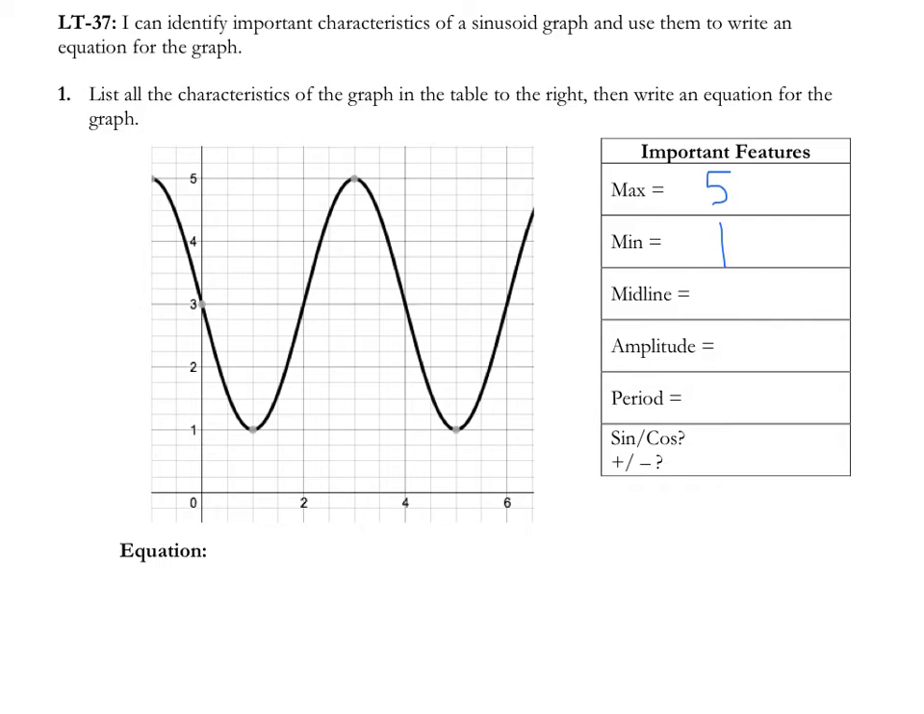Now the midline is going to be right halfway in the middle of the max and the min. So it's going to be right down the middle of the graph. In this case, our midline is right here, and the y value of our midline is 3. So that's what we're going to write down as our midline value.